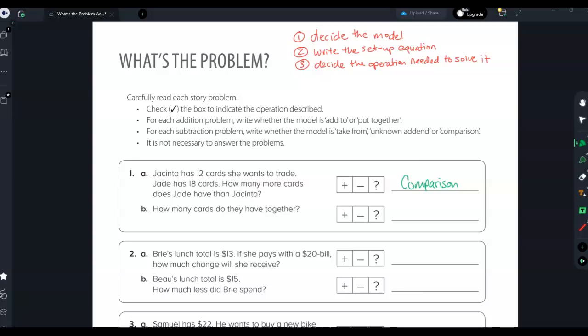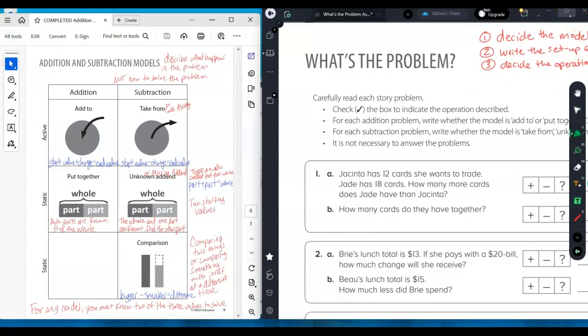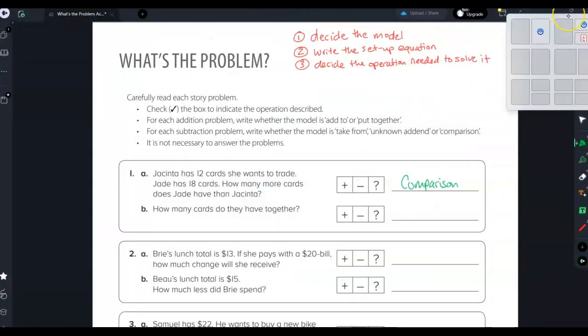And so if we look at our models handout, we can see that for comparison problems, the correct setup equation should be the bigger value minus the smaller value equals the difference. So in this case, the two values I'm comparing are the number of cards Jacinta has with the number of cards that Jade has. And I actually do happen to know what both of those are. I know that Jacinta has 12 and Jade has 18.